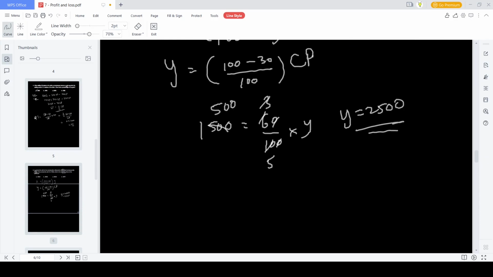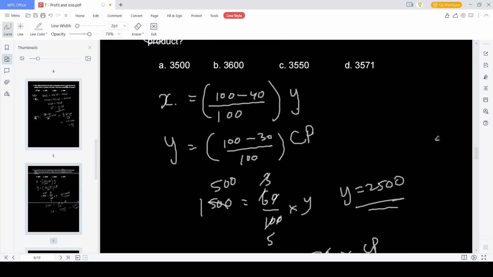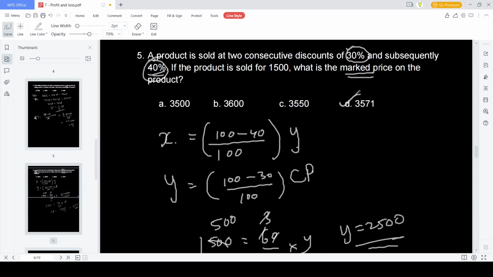Now we need to find the actual marked price of the product. So 2500 is equal to 70 by 100 into the marked price. This and this cancel, and you take the rest to the other side. You get the marked price as 25,000 divided by 7, which is nothing but 3571. Okay, this is the answer, 3571.